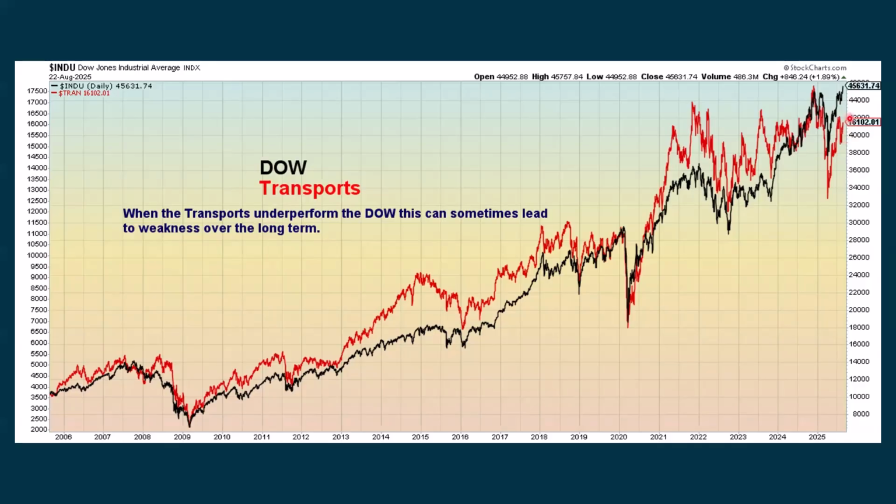But usually you want to see these confirming each other. And quite often, during more positive times here, we'll see the red line actually outperforming the black line. Even though they are on different scales, we can kind of match them up.